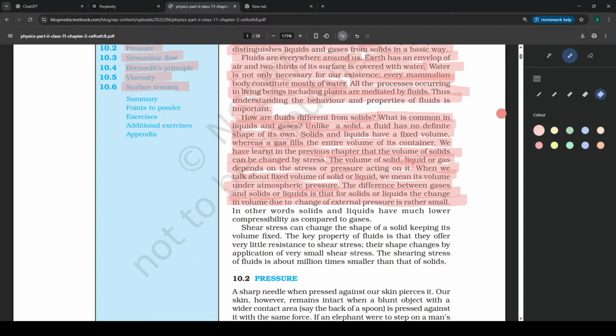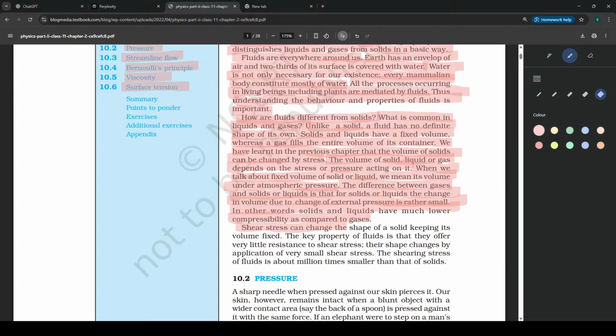After understanding that solids and liquids have a fixed volume only at atmospheric pressure, we can say that the difference between gases, solids, and liquids is that a gas has a large change in volume even for a small change in pressure. But liquids and solids show a much lower change in volume for a change in pressure. So even though they change in volume, it is harder to notice. In other words, solids and liquids have much lower compressibility as compared to gases.